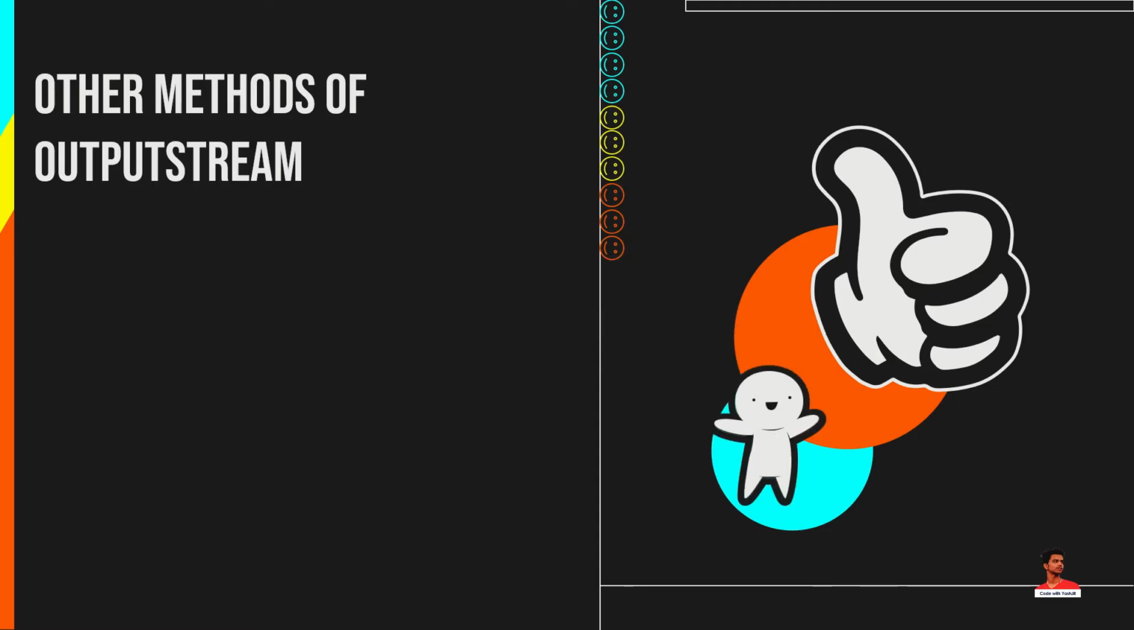To close the OutputStreamWriter, we can use the close method. Once the close method is called, we cannot use the writer to write the data.